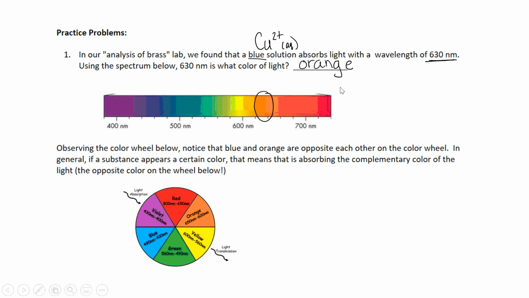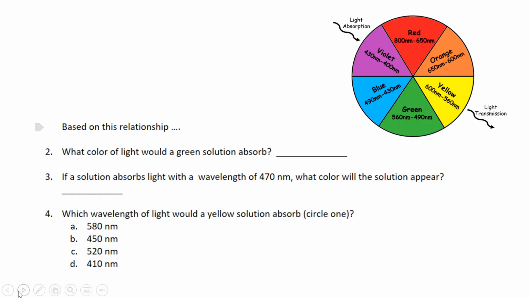And a general rule of thumb is that when a solution appears one color, that means it's absorbing the complementary color. And by complementary color, we mean the color opposite it on this color wheel. So notice how a solution that appears blue is absorbing orange light really well. If it appears yellow, it's absorbing violet light really well. So keeping that in mind, I'm going to be able to answer some questions.